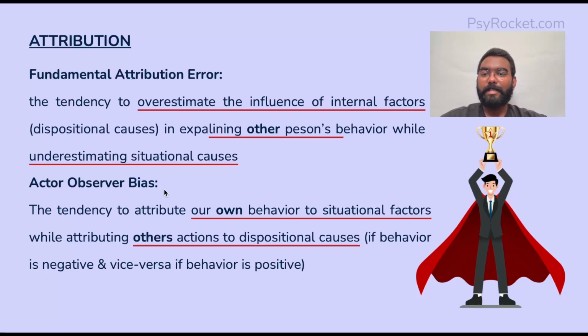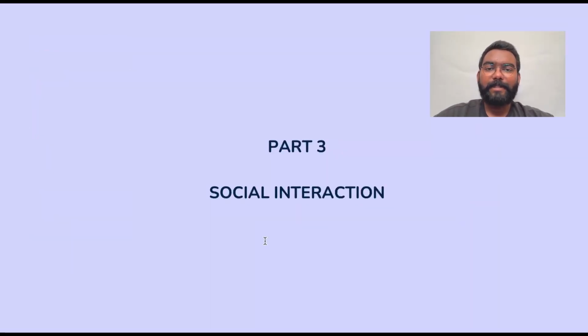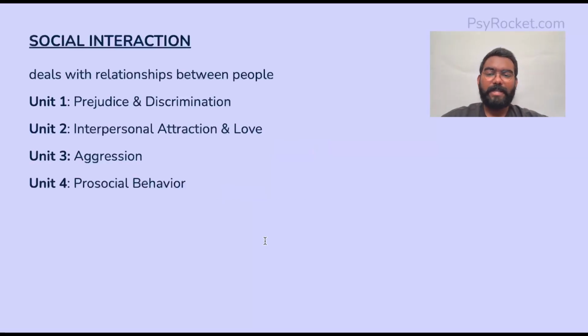See, in many textbooks, actor observer bias will not offer those positive and negative sides. Please take a note of that. Now coming to part 3. Part 3 is very simple: social interaction, and within social interaction there is prejudice and discrimination, interpersonal attraction and love, aggression, and prosocial behavior. It usually deals with relationships between people.